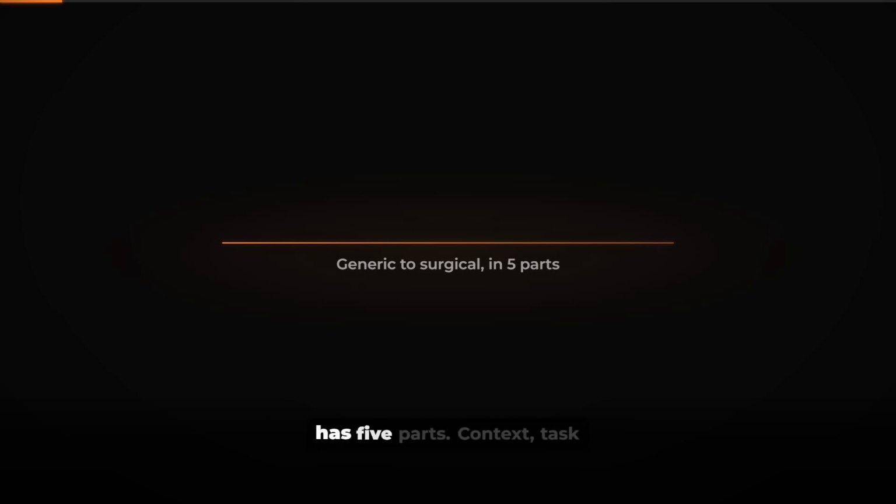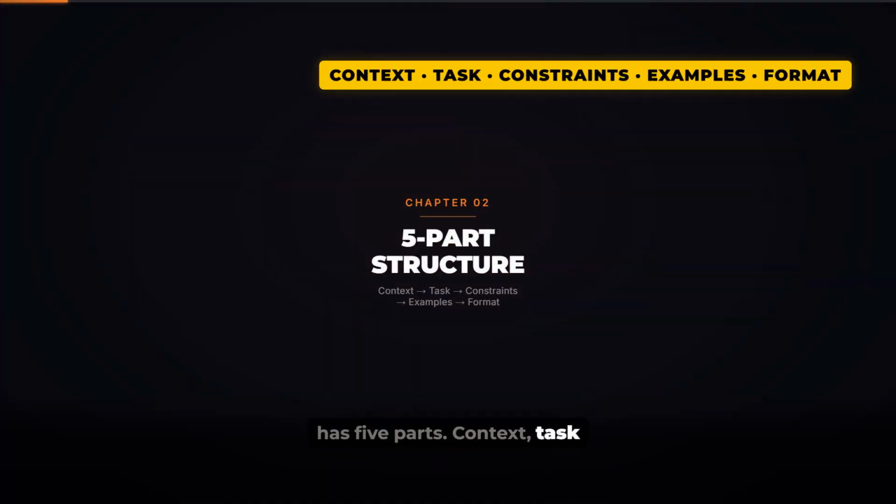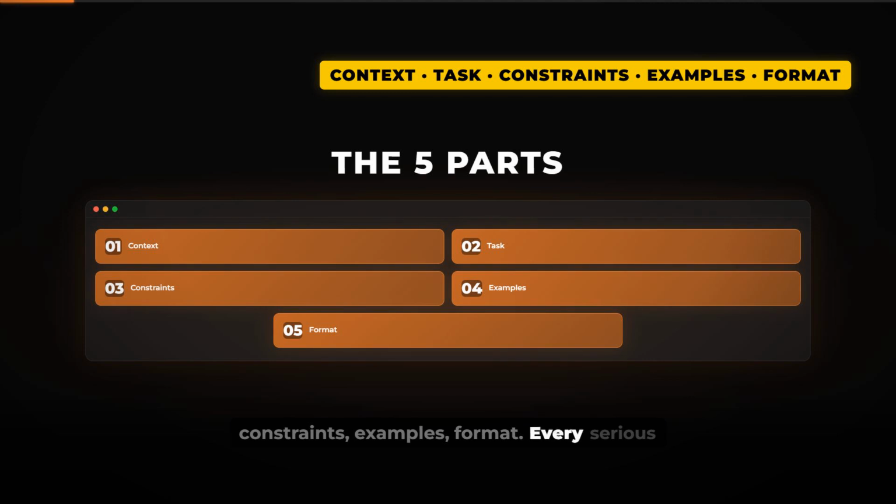The structure has 5 parts: context, task, constraints, examples, format. Every serious prompt you write should include at least 3 of these. Let me walk through each one.